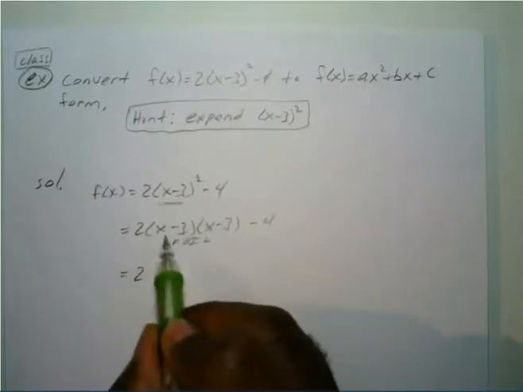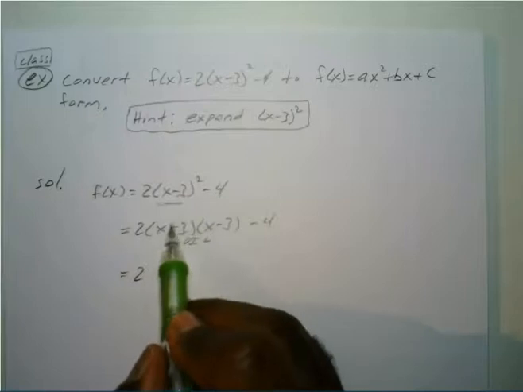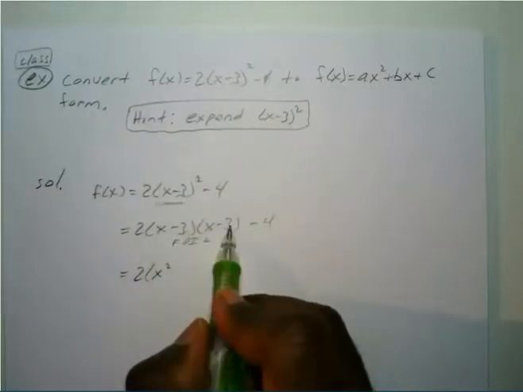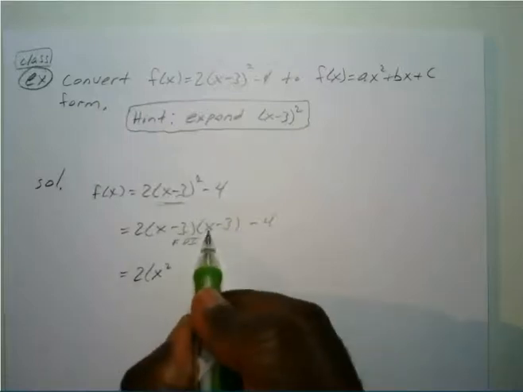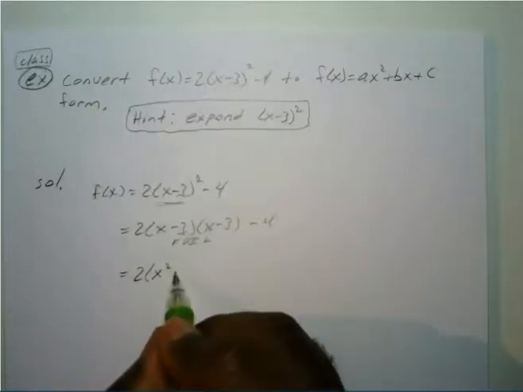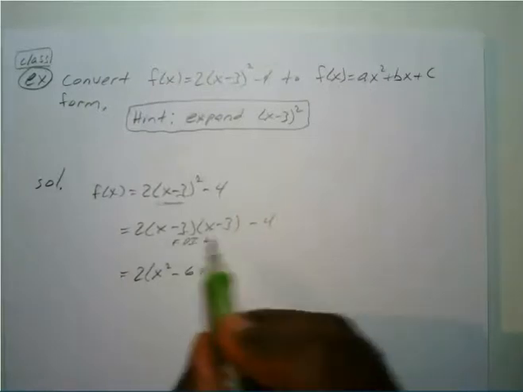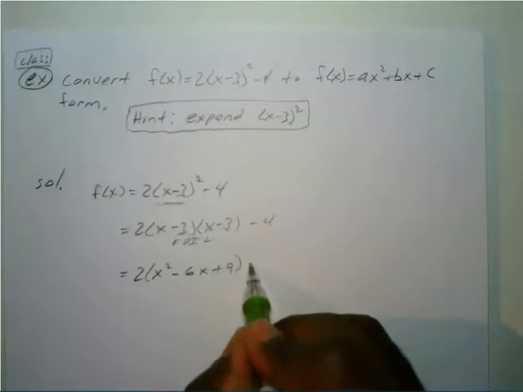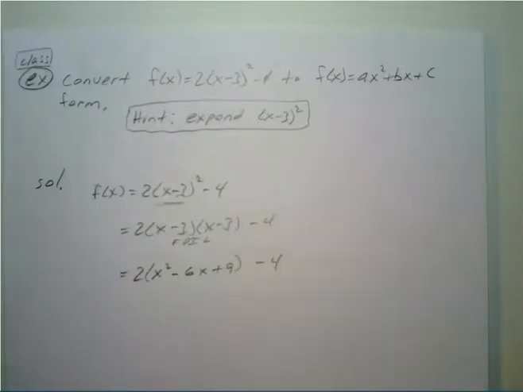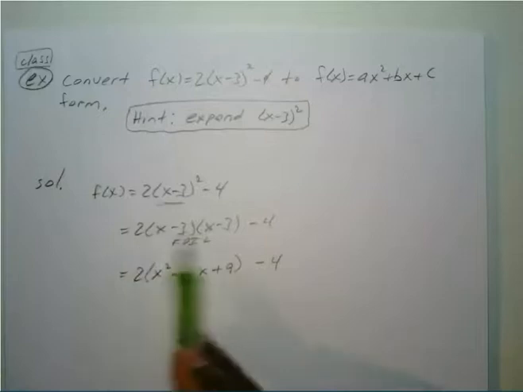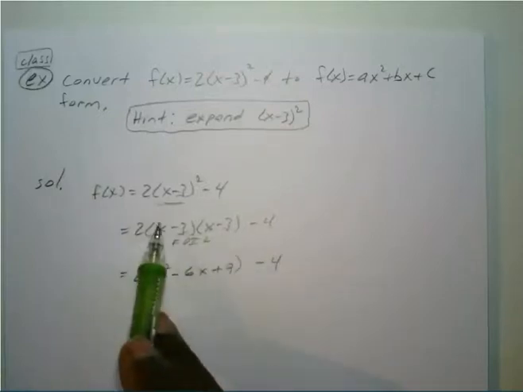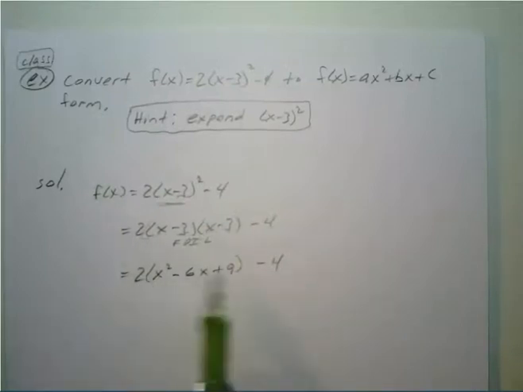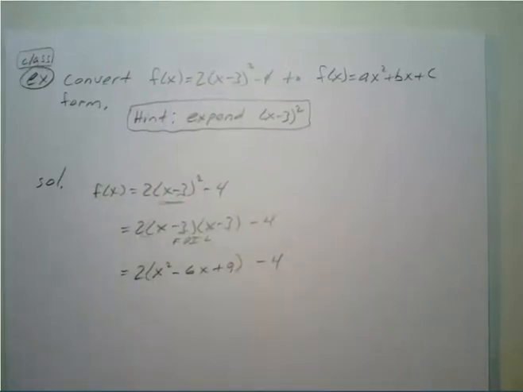So this gives us 2 times x minus 3. Our first is x times x, which is x squared. Our outer is negative 3x, and our inner is negative 3x, so that gives us negative 6x. And our last is negative 3 times negative 3, which is positive 9. And that's minus 4. Don't forget your parentheses, because this is 2 times this whole thing. Those parentheses are very important.